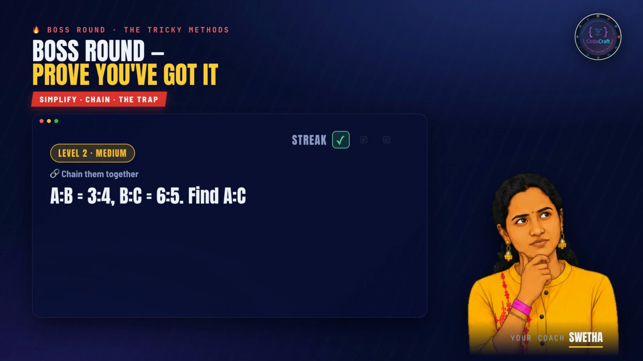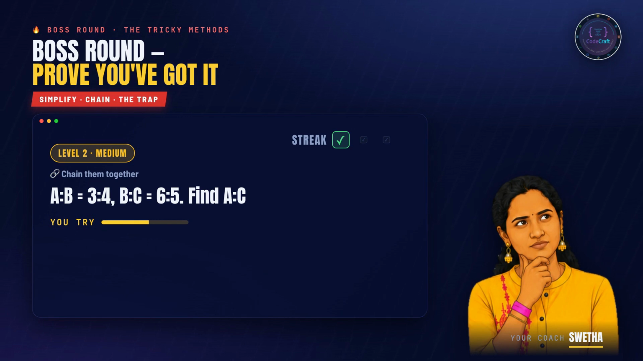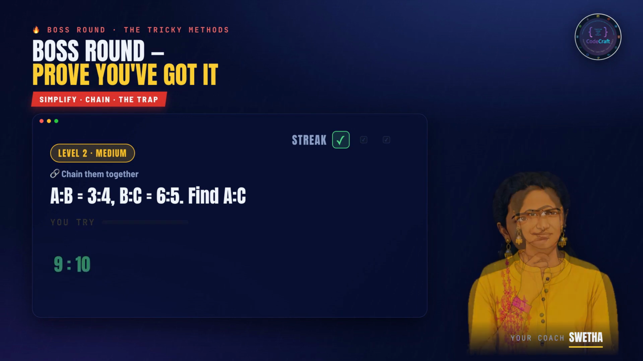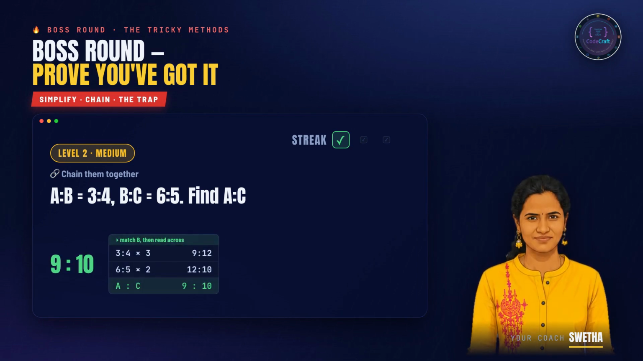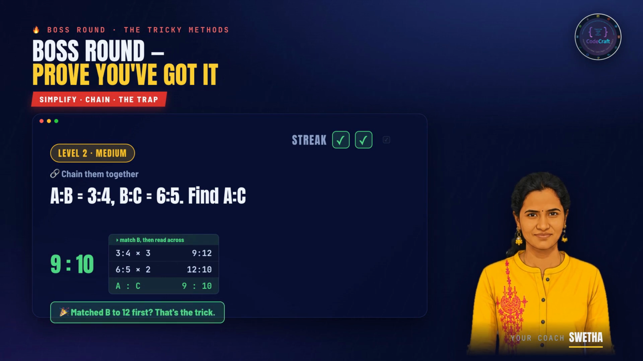Clean. Medium, a chain. A to B is 3 to 4. B to C is 6 to 5. Find A to C. Pause. Match the middle. B is 4 and 6. Both go into 12. The first becomes 9 to 12. The second becomes 12 to 10. So A to C is 9 to 10.